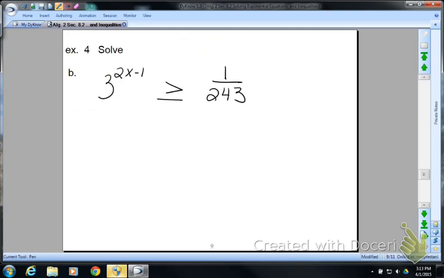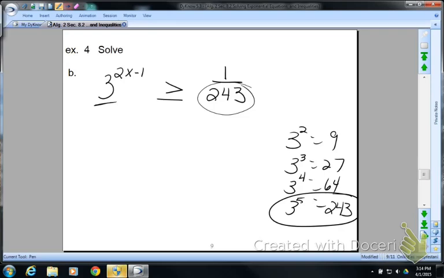Example 4b. Look at the 243. We know by looking at the left side, the base is 3. So that kind of gives you a little hint that 3 to some power is going to give you 243. You can look at your index card or you can play around with your calculator. Okay, so that's 3 to the 2x minus 1 is greater than, now right here that's 1 over 3 to the 5th. But my goal, I've got to get this base on top.